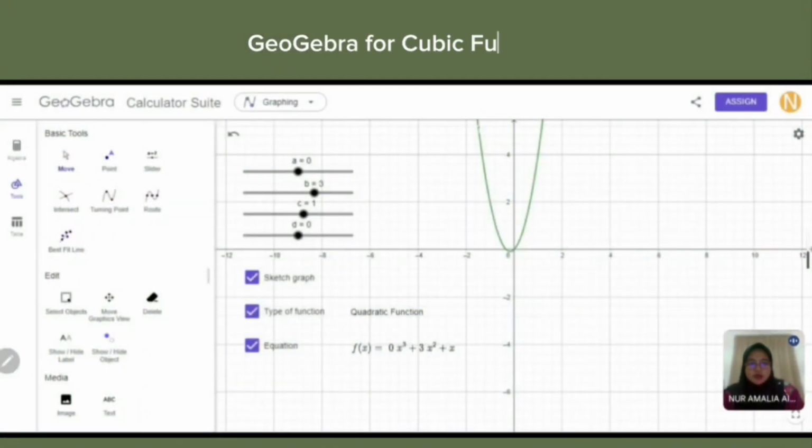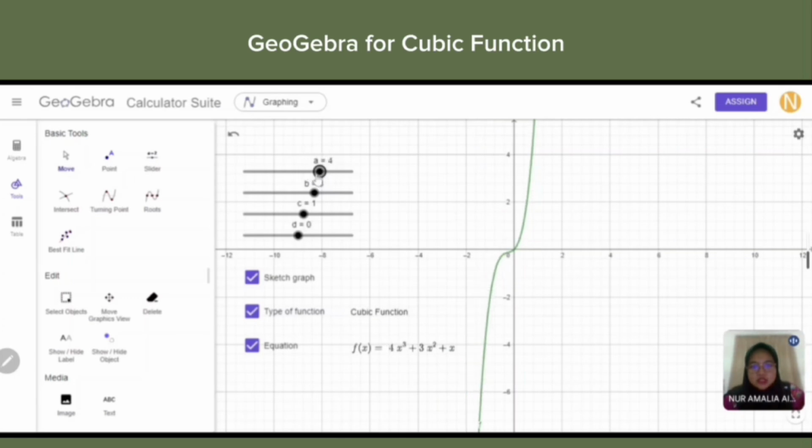Next is the cubic function, which has a degree of 3. So here we will use all of these sliders to create the cubic function. The previous one is the quadratic function. So as we move this A slider, it will turn into a cubic function.